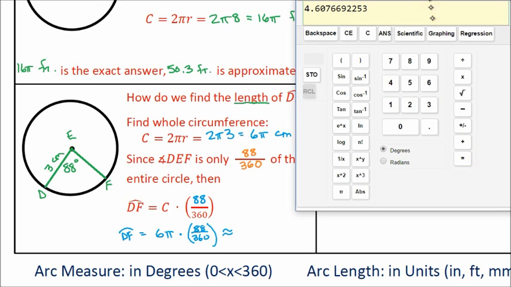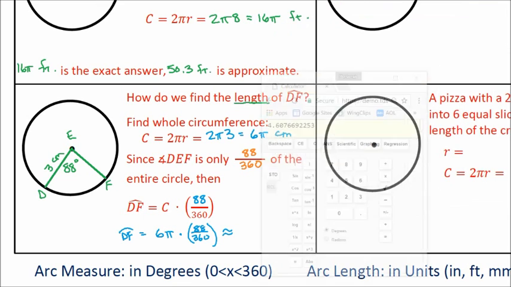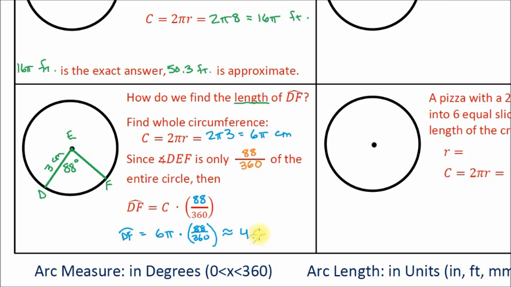Press equal, and we get 4.607. That can be rounded to 4.6. And we've got approximately 4.6, and our unit of measure is centimeters. So the whole circle is 6 pi. The part we want, DF, is just 4.6 centimeters. Alright, so there's how you find the length of an arc. Figure out how much of the circle you want, multiply the whole circumference times the ratio that represents that little piece, and you end up with the length of that piece.